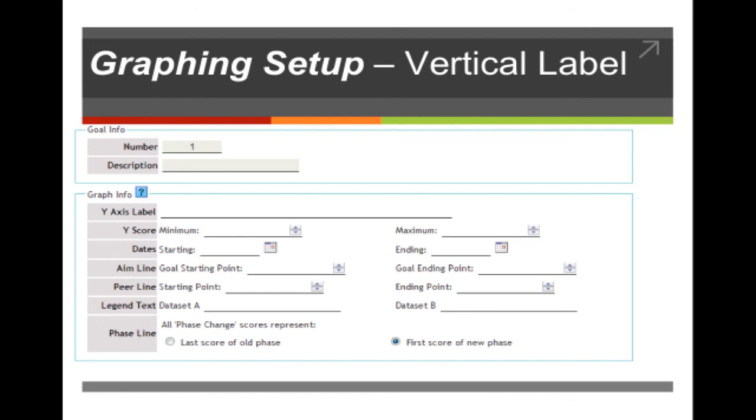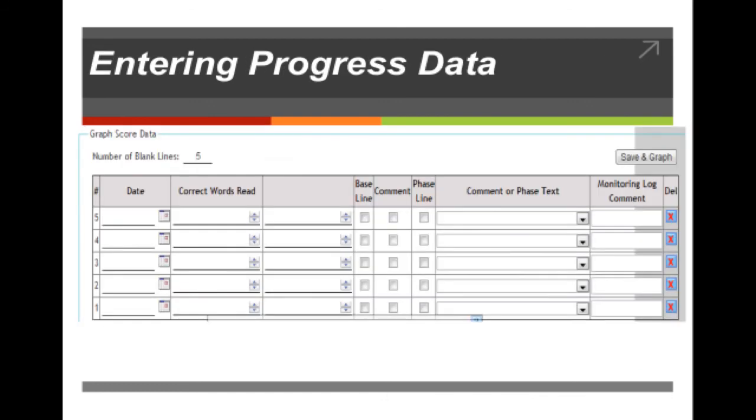The final required field is the legend text for data set A. This describes what is being measured. For example, words per minute or comprehension questions. An optional field is the legend text for data set B. If you do choose to graph 2 sets of data on the same graph, this is where your second set of data would go. We will now talk about entering your progress monitoring data.